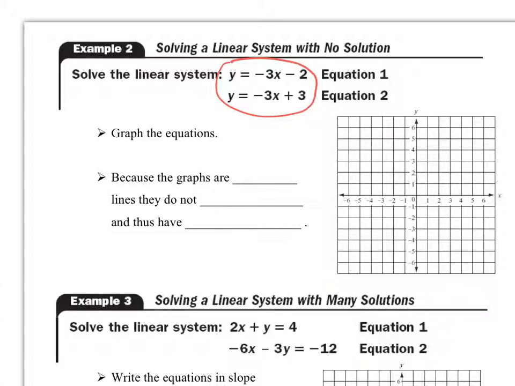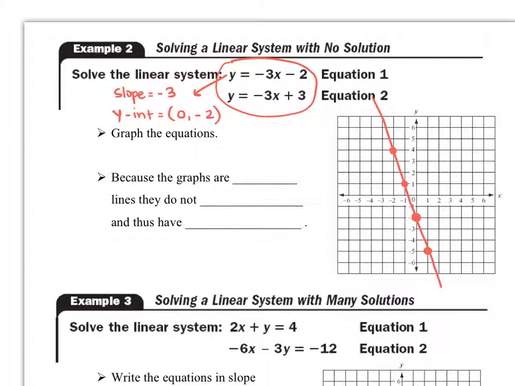So let's take a look at example 2 here. This is nice because both of these equations are already in slope-intercept form. So as we look at equation number 1, we always want to identify the slope and the y-intercept because that's probably the quickest way to graph these. So in this case, the slope is -3 and the y-intercept is 0, -2. So I'm going to put 0, -2 on the graph, and then I can either go down 3 and right 1, or I could go up 3 and left 1. Either way.